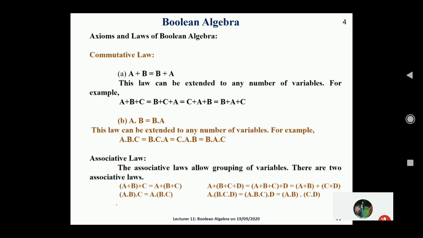Another one is called the commutative law. Commutative law means A plus B we can also write as B plus A. And this law can be extended to any number of variables. Suppose we are using 3 variables, we can write it this way also. But remember one thing, in normal mathematics we can do this, but don't use the mathematical rules here, because this is a Boolean expression, and Boolean expressions never follow normal mathematics.